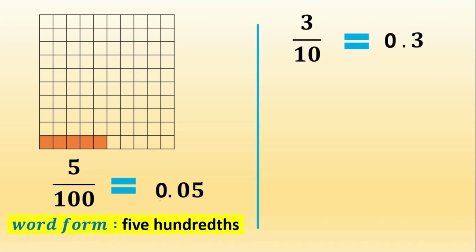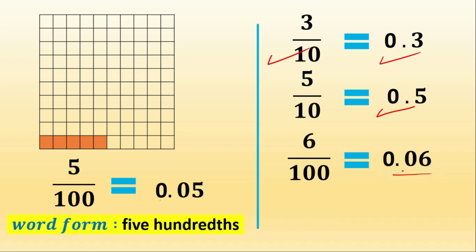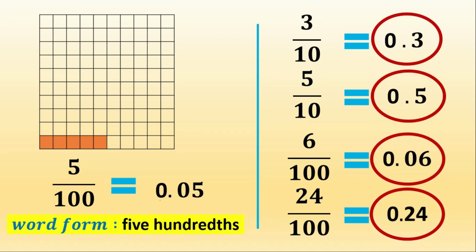3 over 10 equals 0.3, fraction form and decimal form. Another one, 5 over 10 equals 0.5 in decimal form. Next one, 6 over 100 equals 0.06 in decimal form. Got it? Next one, 24 over 100 equals 0.24 in decimal form. Got it? So these are the forms of decimals that we have studied before.